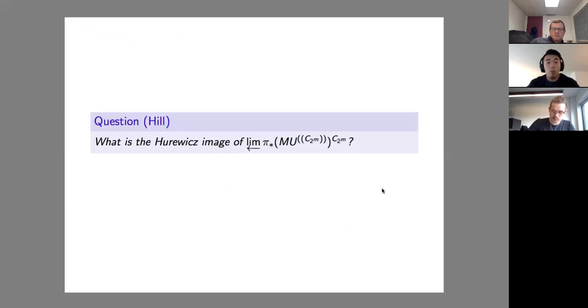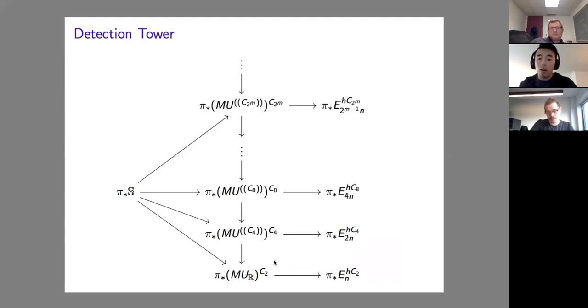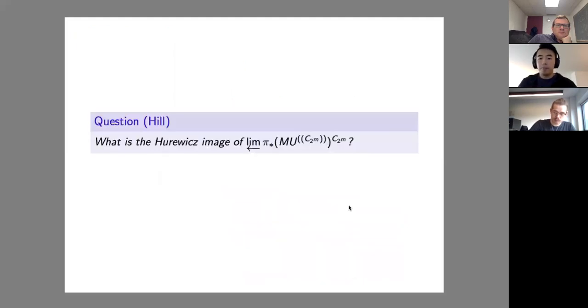So here's an open question proposed by Mackey. It's wide open. The question asks, what is the Hurwitz image of this tower? So what are all the elements in the homotopy group of spheres that can be detected by this tower? And by the real orientation, essentially what this question is asking is that if you look at all the ENs with finite 2-group action, then what is the Hurwitz image that's detected by their homotopy fixed points?